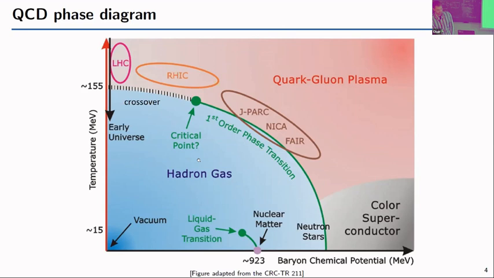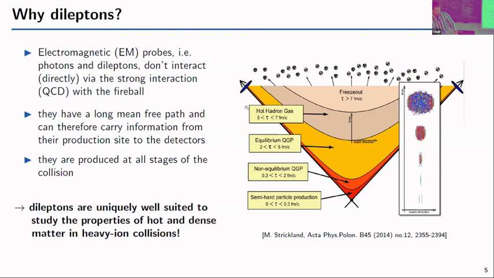So here, I hope you can see the title. Why do we need dileptons, or why are dileptons so special? Well, they are electromagnetic probes like photons, which means that they don't interact directly with the medium via the strong interaction. This means that they have a long mean free path and can therefore carry information from their production site to the detectors. And as I mentioned, they are produced at all stages of the collision.